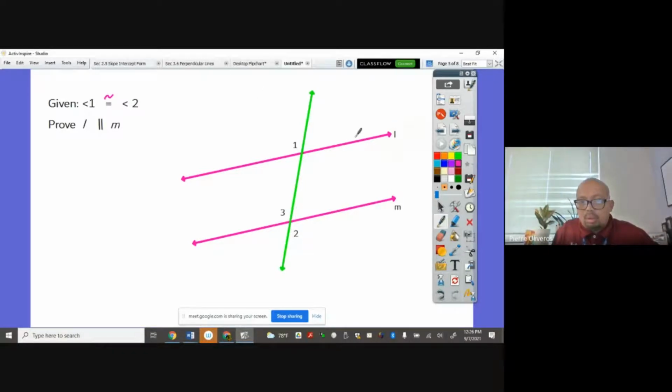We know that we have two parallel lines, okay? L and M are parallel. No, no, no, I'm wrong. That's what they're trying to prove, okay? We know that angles 1 and 2 are congruent.